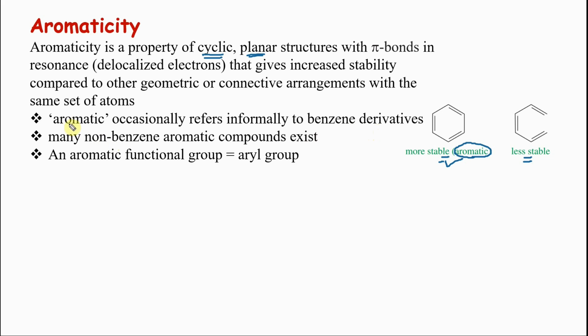Aroma means smell. So once upon a time it used to be thought that anything that has a benzene ring has smell, so it is aromatic, but now you want to know not all aromatic compounds have smell. So that is obviously in the definition of aroma, the root, not all of them have smell, and not all of them are benzene derivatives. Many non-benzene aromatic compounds exist.